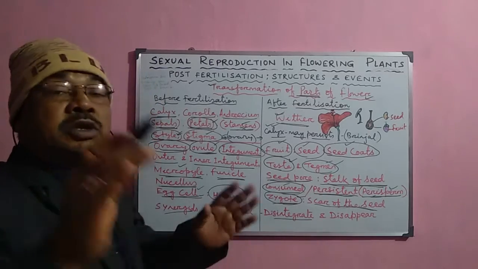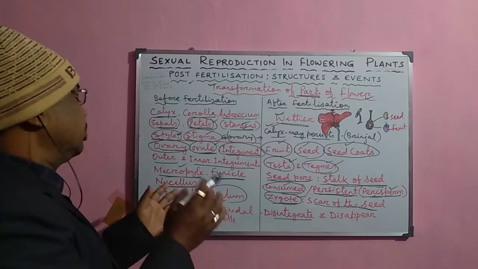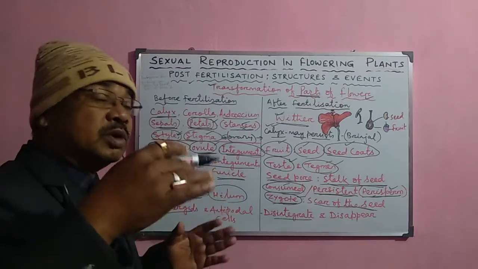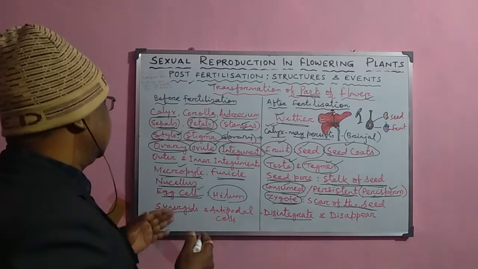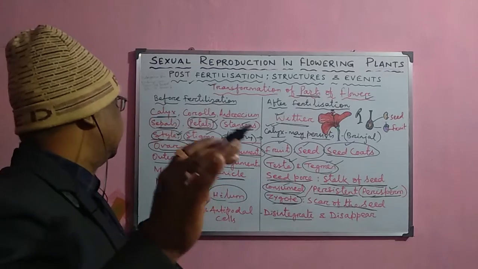The synergid cells are present adjacent to the egg cell on either side, supporting the egg cell and providing nutrition, and during fertilization the male nucleus enters through the synergid cell. So that is why the synergid cells disintegrate and disappear after fertilization.